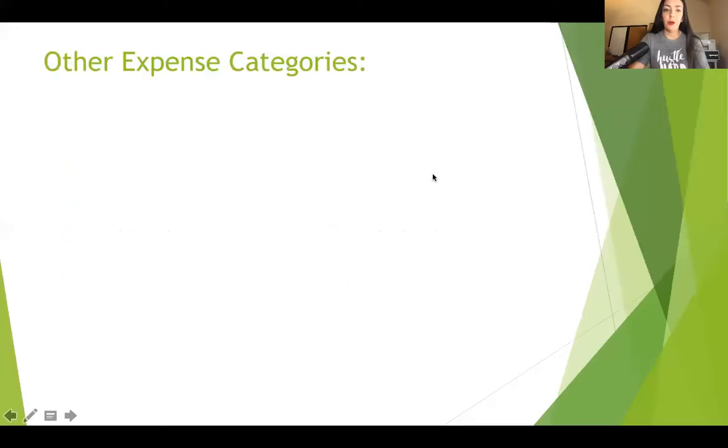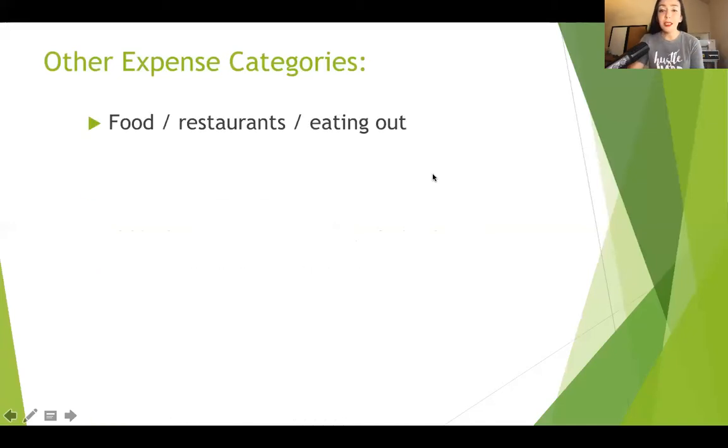The alternative to going back and taking 3 months of the past is to start today and begin tracking this for the next few months. Either way, once you have at least 2 to 3 months worth of these other expenses recorded, I want you to categorize them, right? I'm going to share with you these other categories. So other expense categories include food, restaurants, eating out.